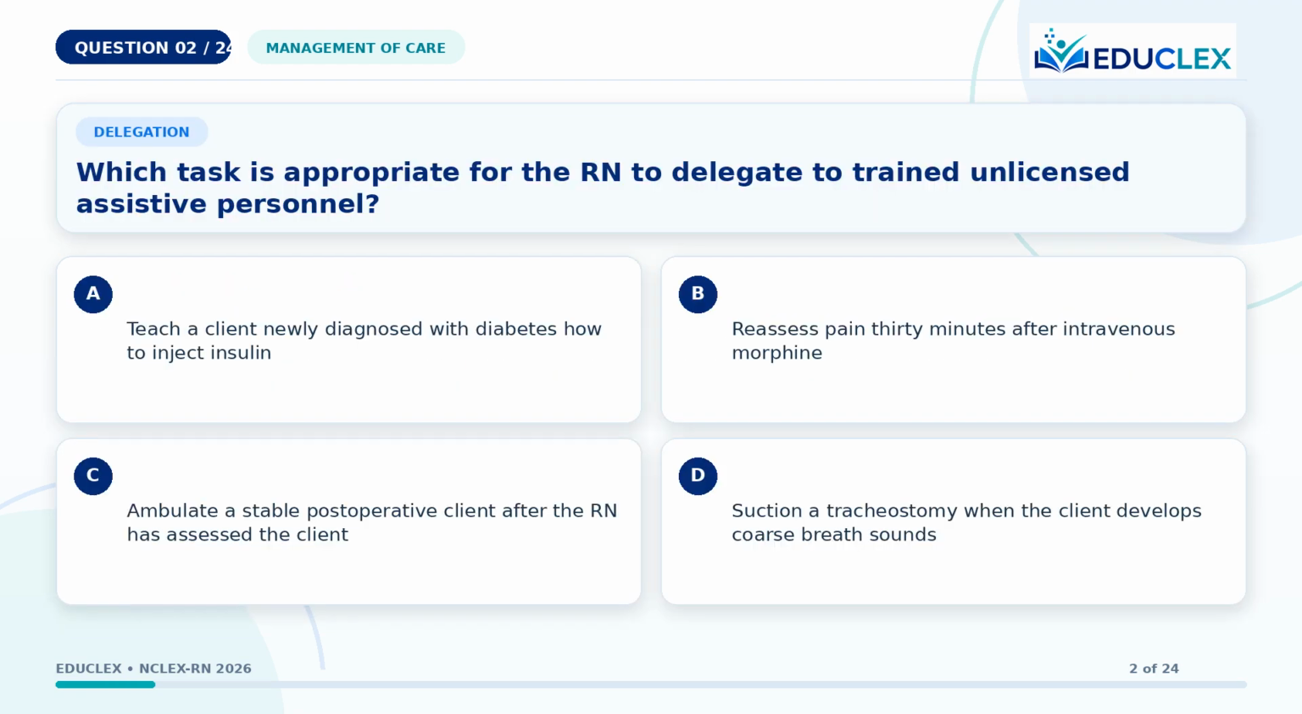Question 2. Which task is appropriate for the RN to delegate to trained unlicensed assistive personnel? Option A. Teach a client newly diagnosed with diabetes how to inject insulin. Option B. Reassess pain 30 minutes after intravenous morphine. Option C. Ambulate a stable postoperative client after the RN has assessed the client. Option D. Suction a tracheostomy when the client develops coarse breath sounds.